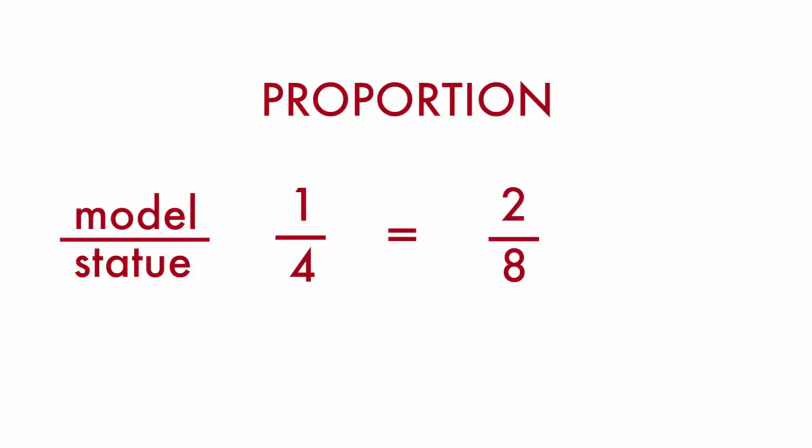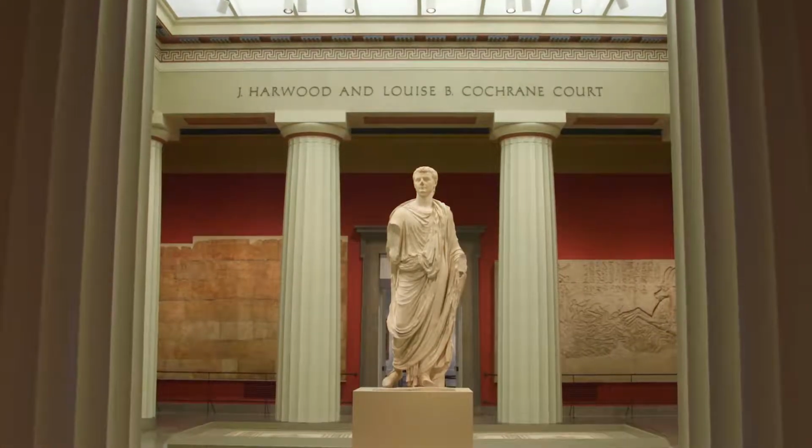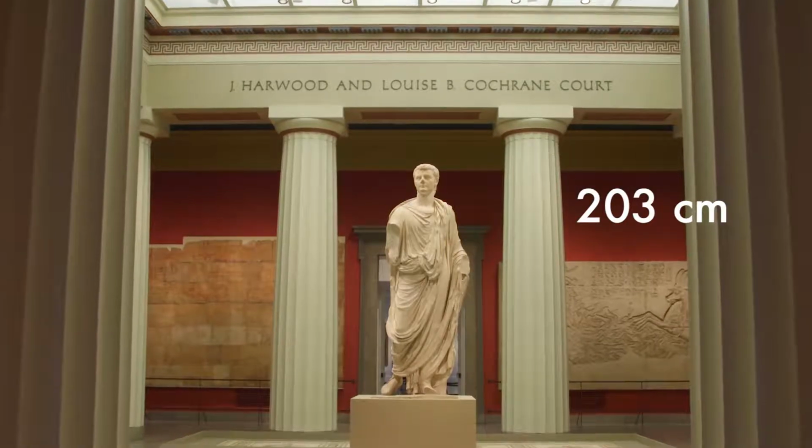In a true proportion, the cross products are equal. I can use this information to find out more difficult measurements as well. The statue of Caligula is 203 centimeters in height. Let's assume that I want to create a model that's 1/5 the size of the actual statue. What is the height of my model?